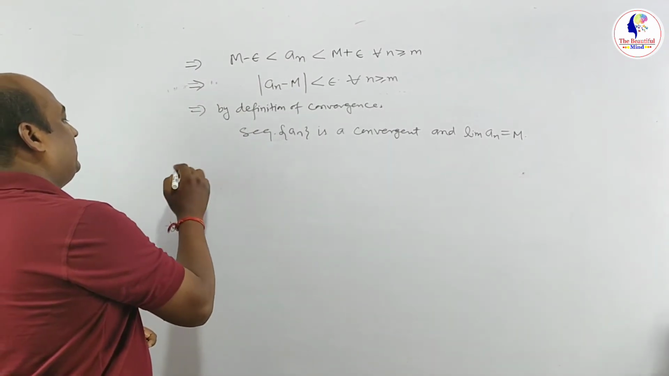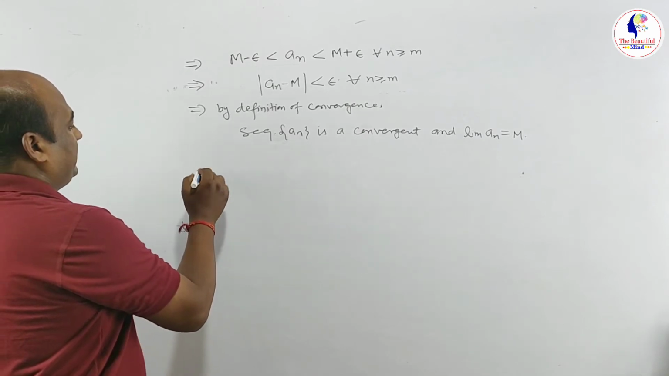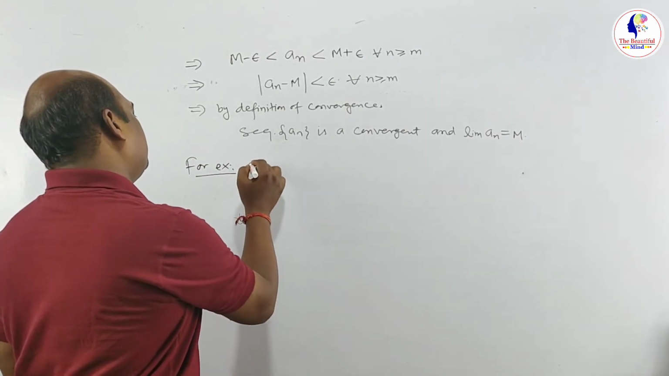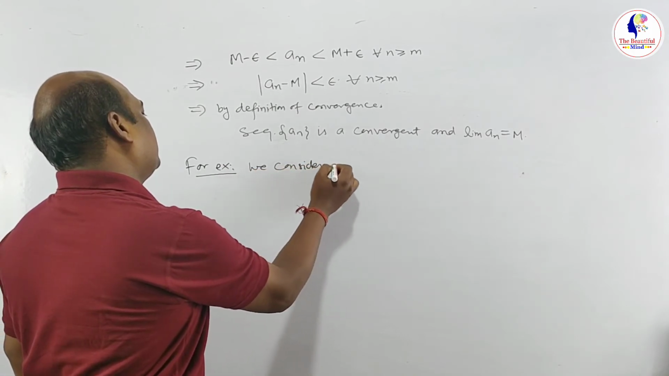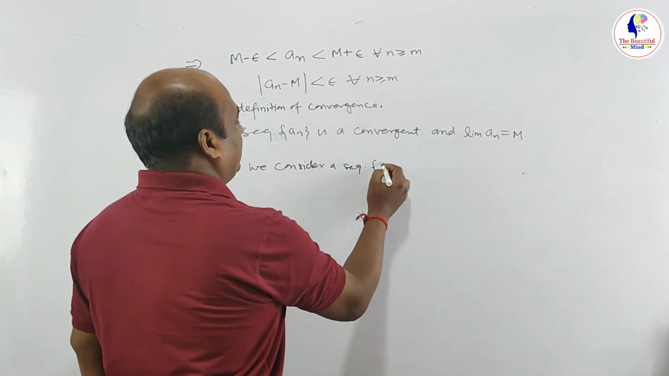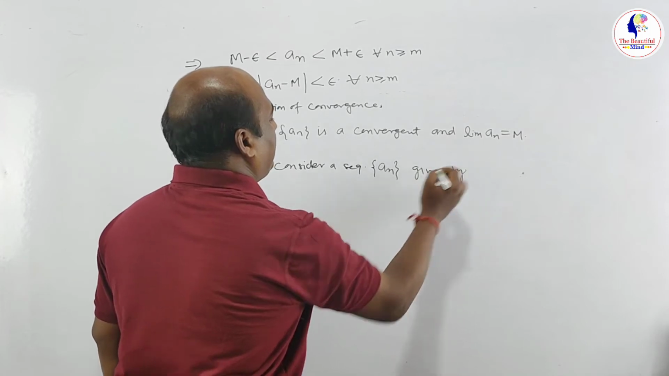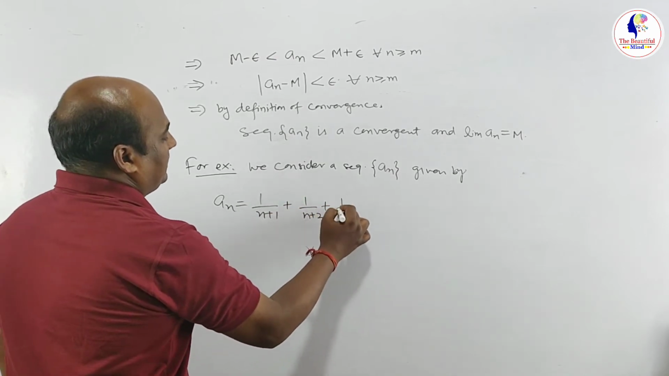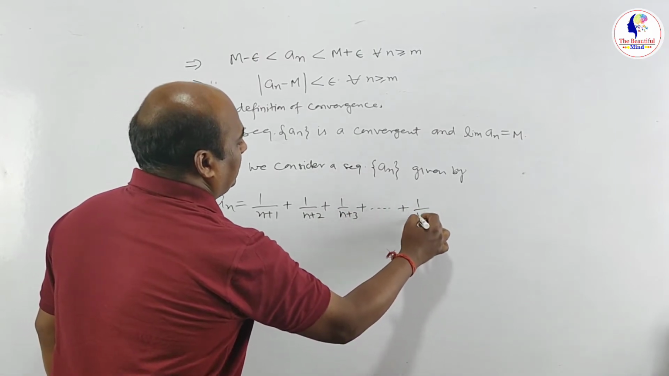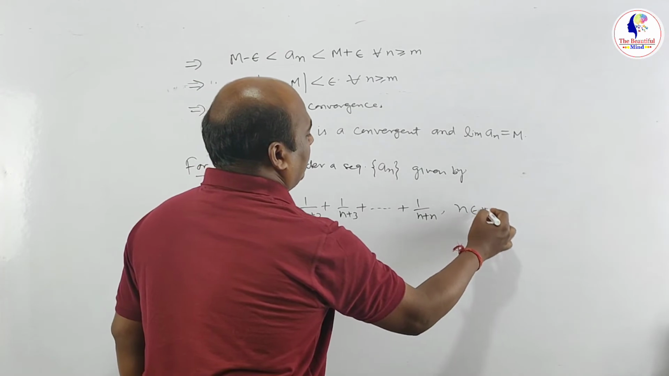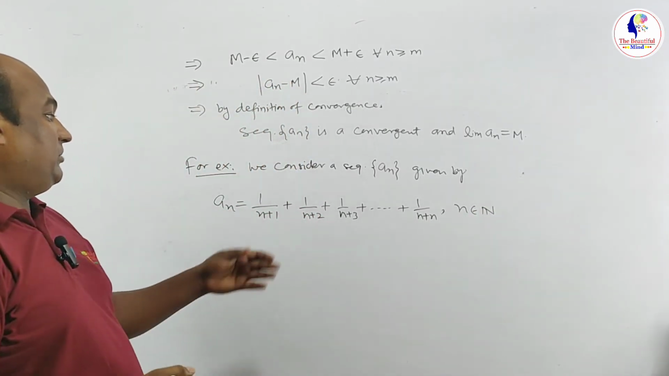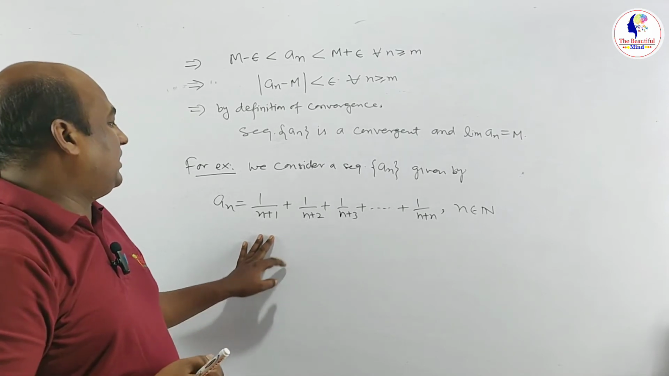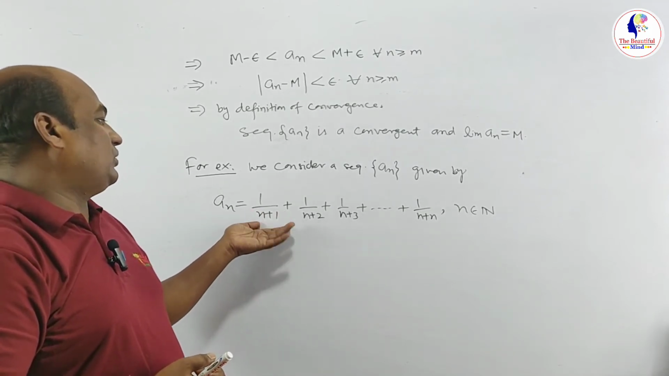So now, for example, let's consider a sequence a_n defined by a_n is equal to 1 upon n plus 1 plus 1 upon n plus 2 plus 1 upon n plus 3 plus dot dot dot plus 1 upon n plus n, n belongs to the set of natural numbers. It can be observed that by nth term this is a very complicated sequence. It is not defined by a single term. This is a summation, and the nth term is a summation of n terms.